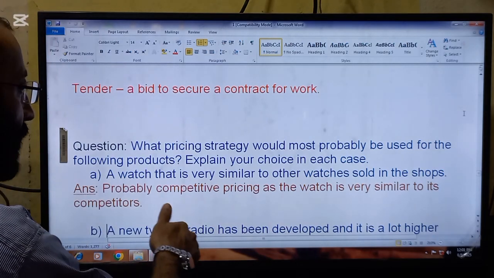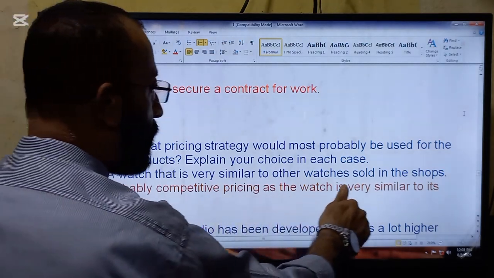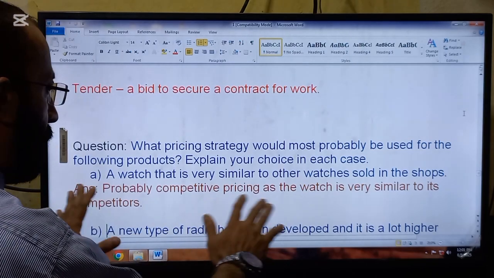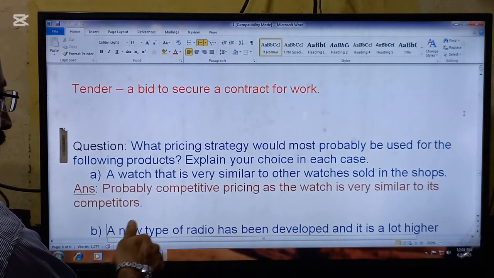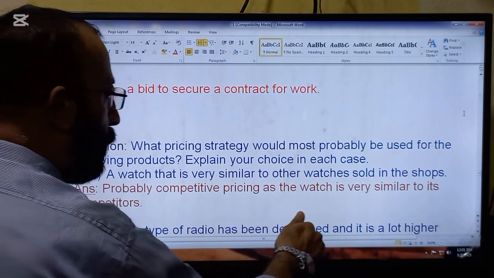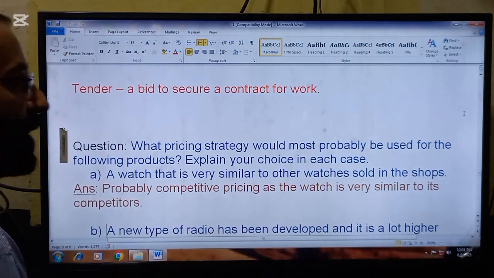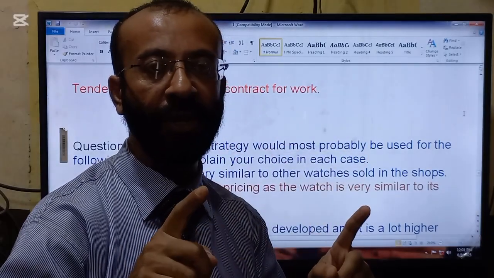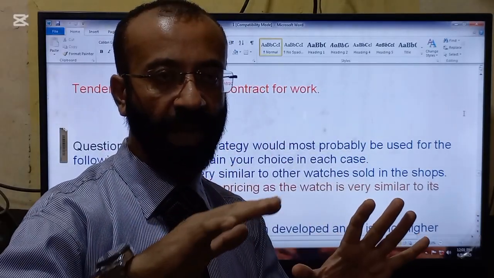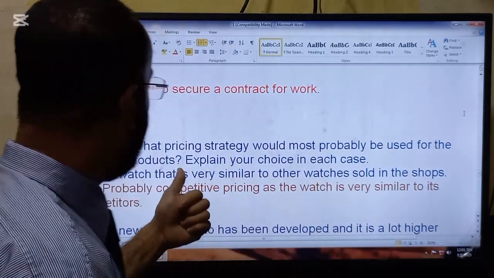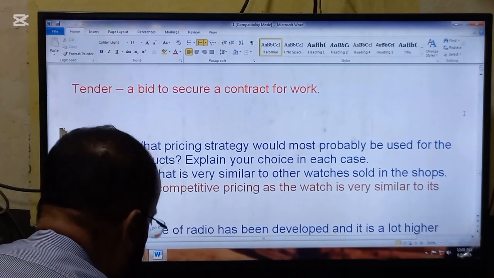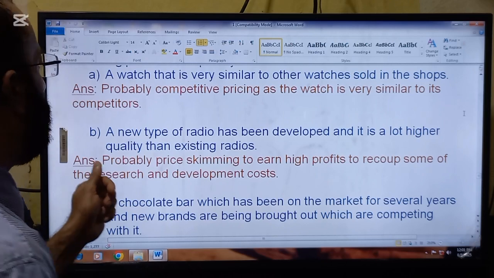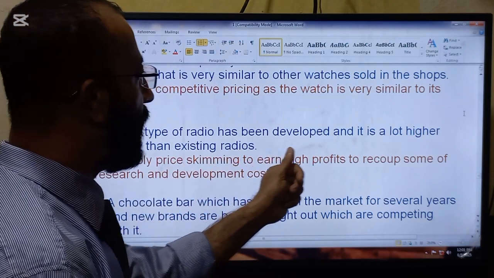First is a watch that is very similar to those watches sold in the shop. So the strategy in this kind of case may probably be competitive pricing, as the watch is very similar to its competitors. So you have to follow the price which your competitors are offering. You cannot charge high or low. So this kind of case usually follows competitive pricing.